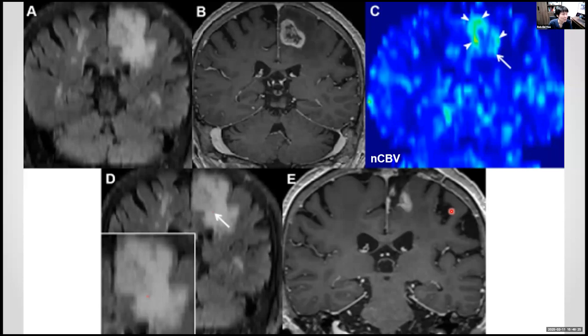So here's a typical example where the normalized CBV map information was helpful. In this example, you see a necrotic enhancing mass and some surrounding non-enhancing T2 hyperintense area.